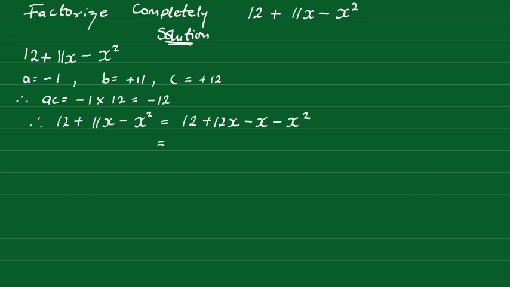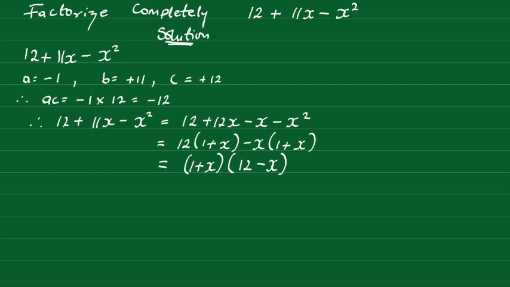Proceed further to factor out 12 from 12 plus 12x. So we have 12 bracket open, 1 plus x bracket close. And we have minus x squared left. We factor out minus x, and we end up having bracket open, 1 plus x. This ends up giving us bracket open, 1 plus x bracket close, bracket open, 12 minus x bracket close.